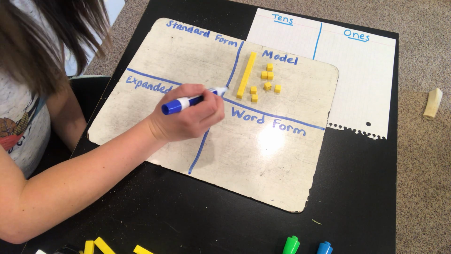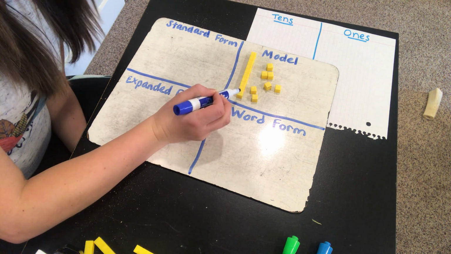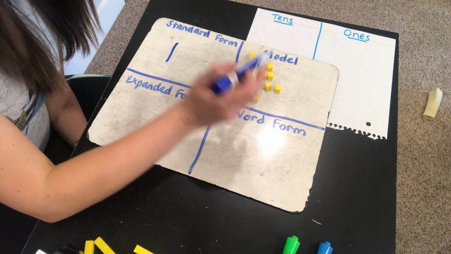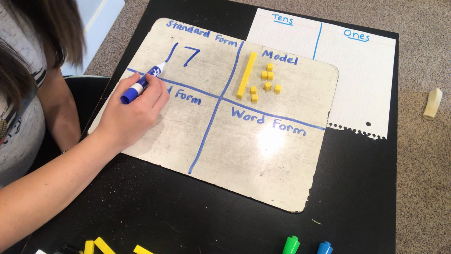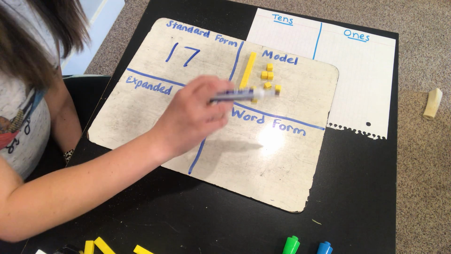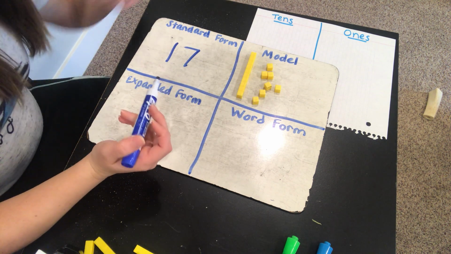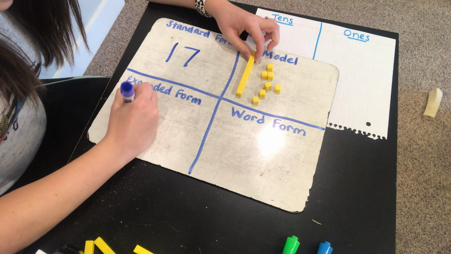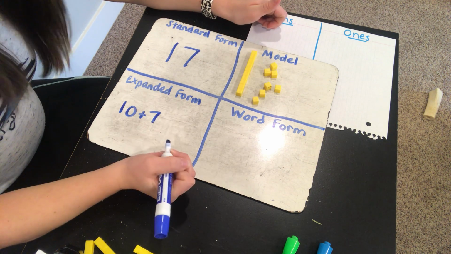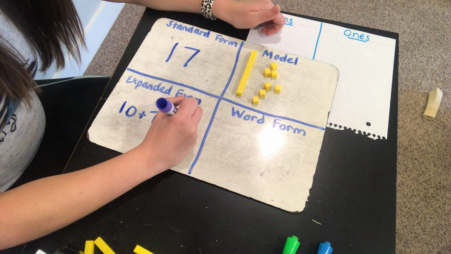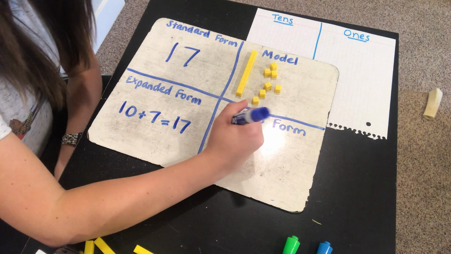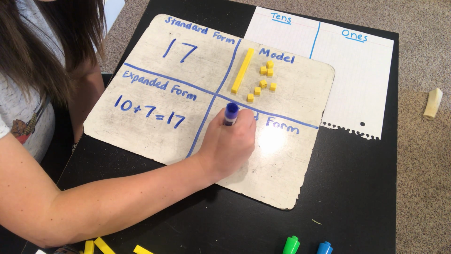How many 10s did I use in 17? I just used 1. So I have 1 10, and how many 1s? 1, 2, 3, 4, 5, 6, 7. So to write 17 in standard form, it just looks like that. For expanded form, I have 10 plus how many 1s? 1, 2, 3, 4, 5, 6, 7. 10 plus 7 equals 17. And for my word form, I just write in words 17.